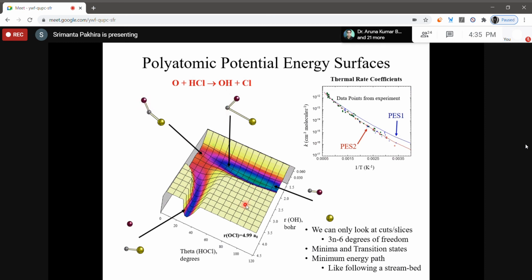If we plot the energy, it looks like a surface. This surface is called the potential energy surface. We can also calculate the thermodynamic rate coefficient. Many things we can calculate using these equations or using quantum mechanics, and we will get some idea of the potential energy surface using just the Schrödinger equation.